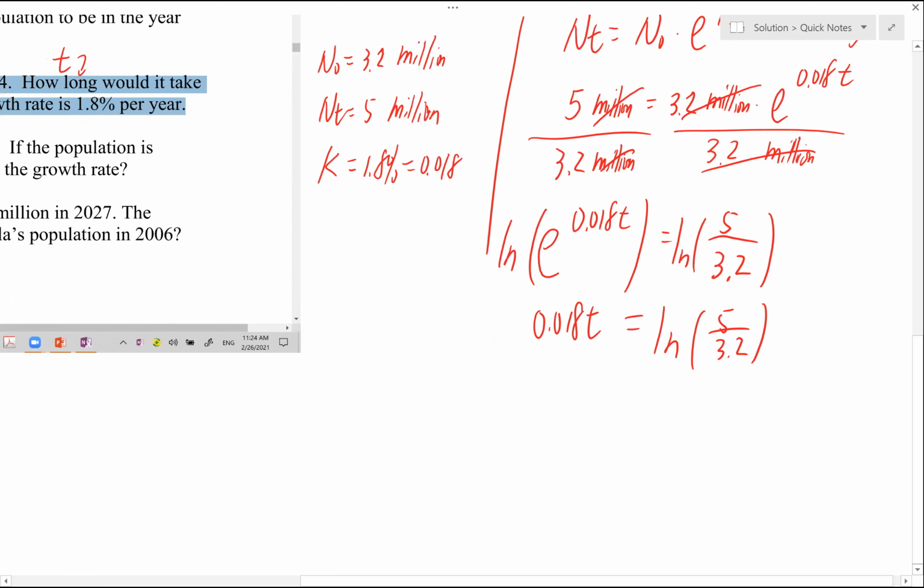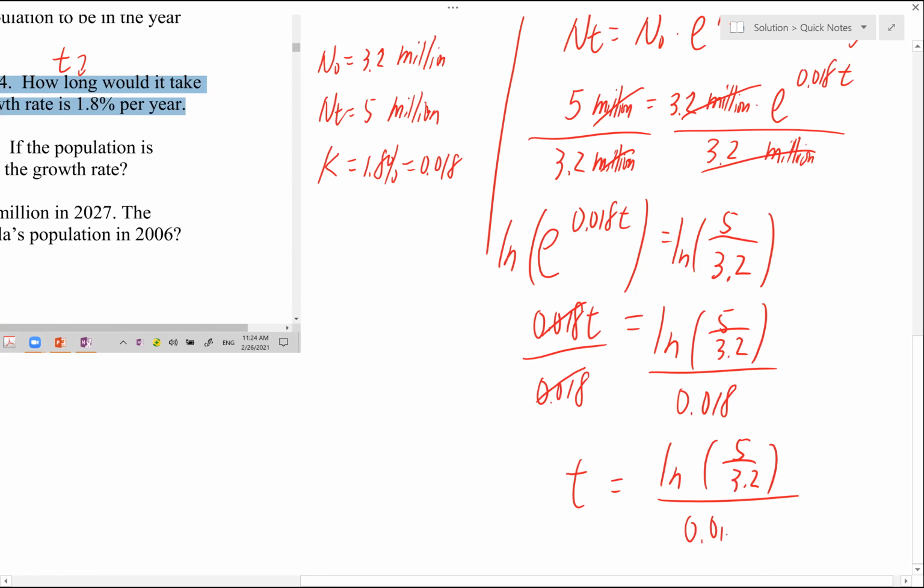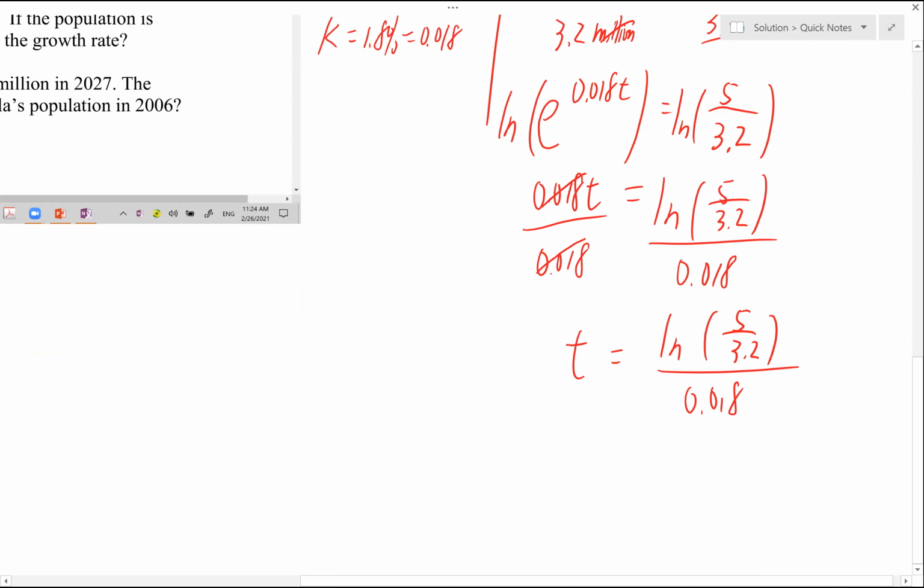Now the very last step is dividing both sides of the equation by 0.018. Cancel that, so t is by itself now: ln of 5 over 3.2, divided by 0.018. You can throw that into a calculator or Excel and get a result. Let's see what that is. ln of 5 over 3.2 divided by 0.018 is approximately 24.8 years, if you round to one decimal place.